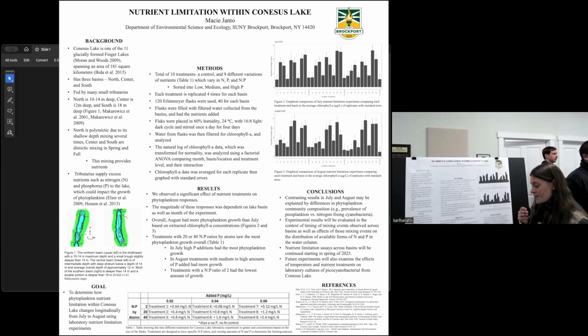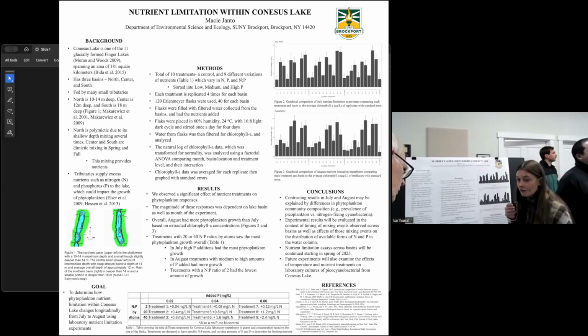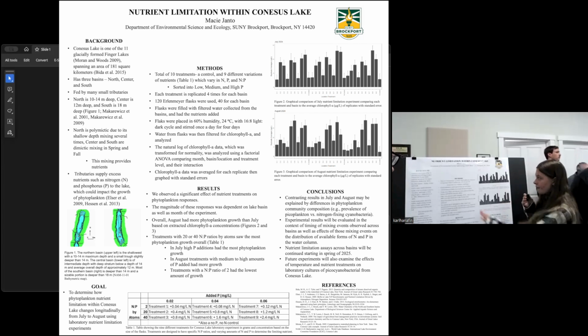I used those treatments in flasks, so 10 treatments for each basin, and I replicated that 4 times. I took water from each basin in July and August, and I put them in an incubation chamber with 60% humidity, 24 degrees Celsius, and a 16 to 8 light-dark cycle. I stirred them once a day for 4 days, and at the end of that I took chlorophyll analysis. That is what these graphs are showing: the average based on the treatment. The letters represent the basin, and the numbers represent the treatments that correspond to the table.